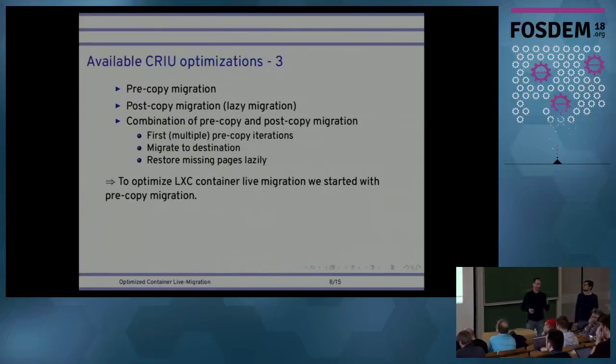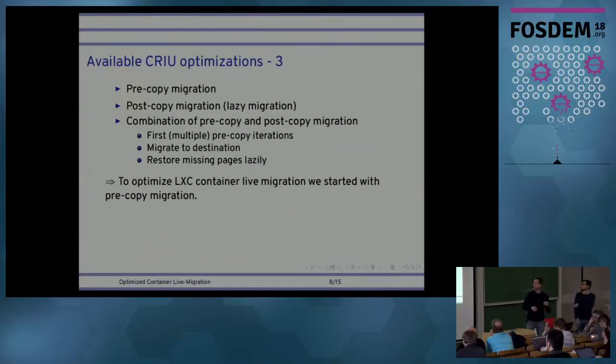And the optimal thing would be the combination of both. You first do multiple pre-dumps until you're satisfied with the amount of memory which has been transferred from the source system to the destination system. And at the end, the missing pages you are pulling over using lazy migration. So you have the best of both approaches and can hopefully decrease the container downtime even further.